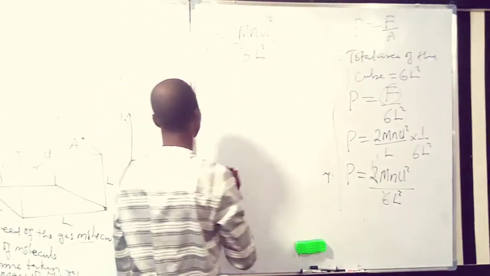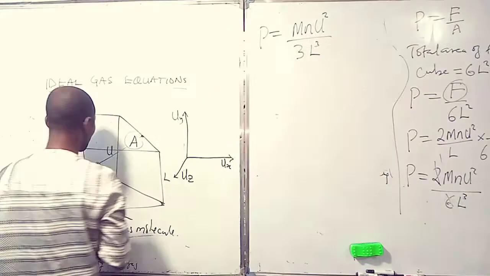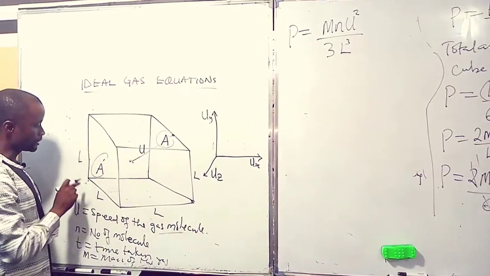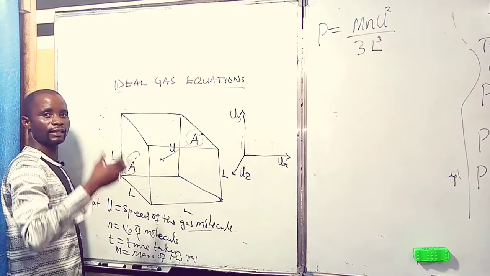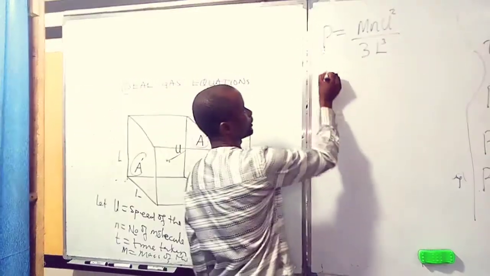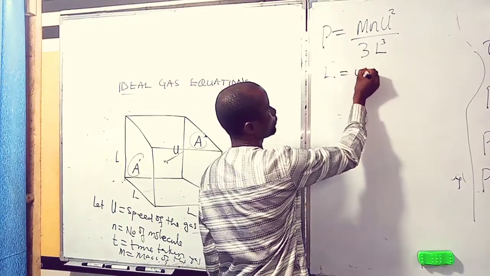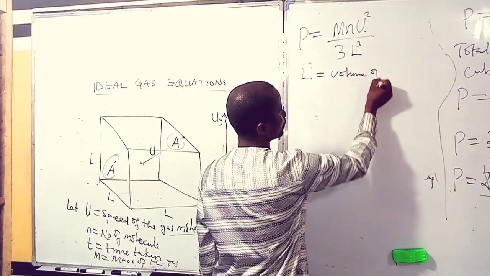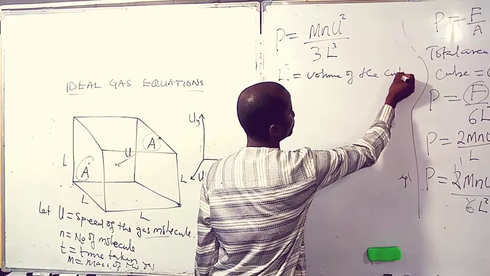Now let's go back to the cube. What is the volume of the cube? It is L times L times L, that's L cubed. Therefore, L raised to the power 3 is equal to the volume of the cube.